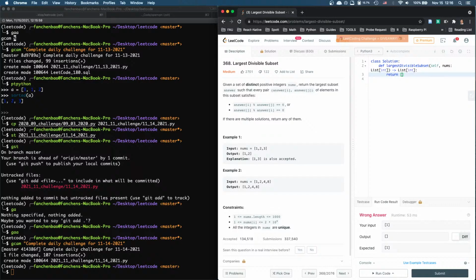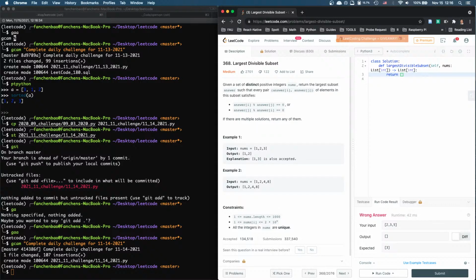Oh, except it says every pair. It didn't say i is different from j. i can be the same as j. Which means if I have, let's say, 1, 3, 5, they're all co-prime, then we'll return any one of them. 1, 3, or 5, they all work. Nah, 1 isn't co-prime. Let's do 2, 3, 5, right? They are co-prime. Yeah, just returning any one of them will work.